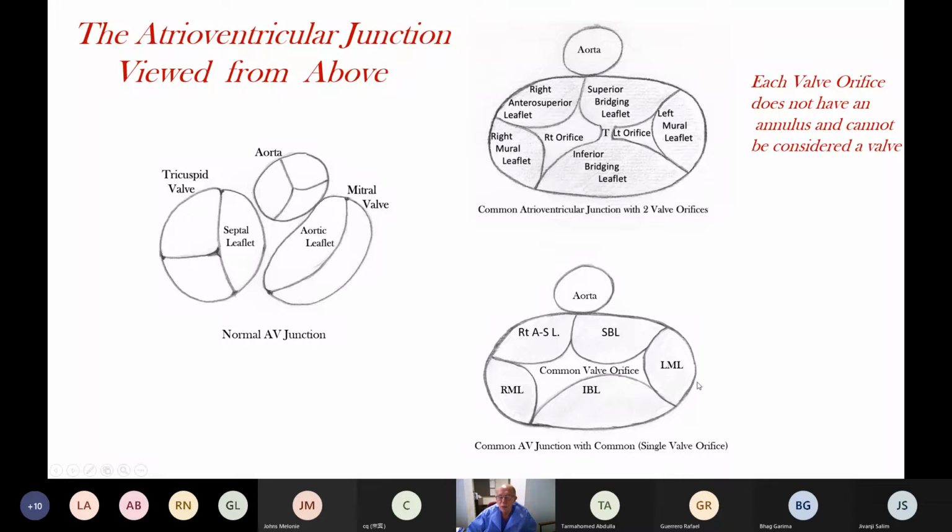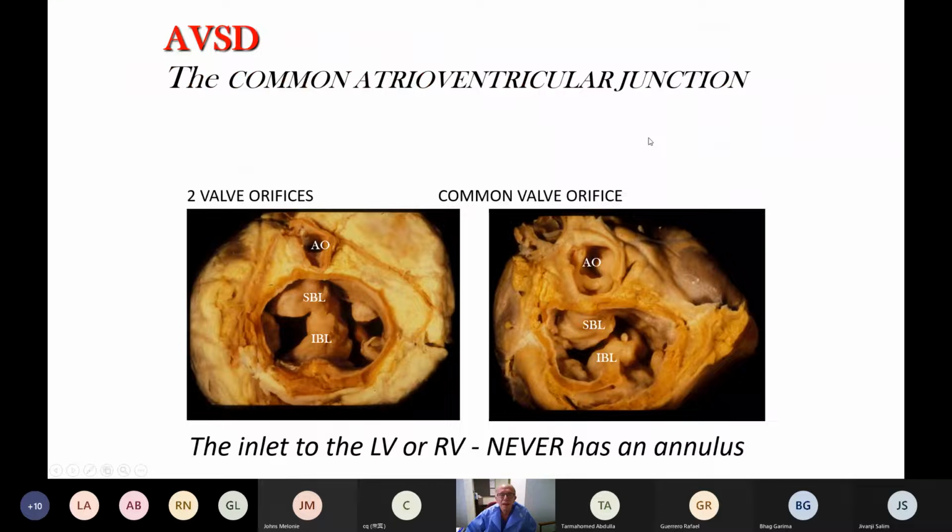In the other form of AVSD, there is no connection between the bridging leaflets and there's a common orifice. So you can either have a common orifice or separate right and left-sided orifices. If we look at morphological specimens, when you've got 2 orifices, the bridging leaflets here and here are joined together by a tongue of tissue, producing separate left and right-sided orifices, but clearly neither of these have an annulus.